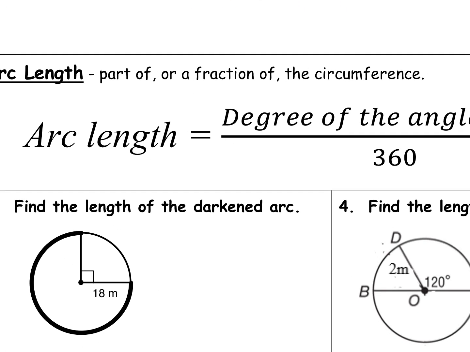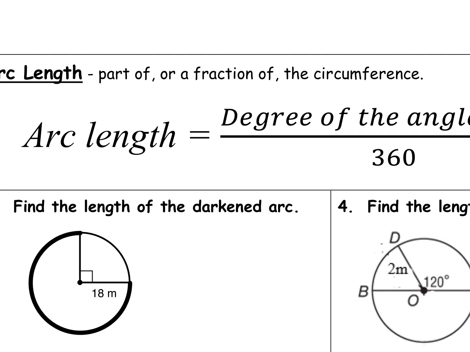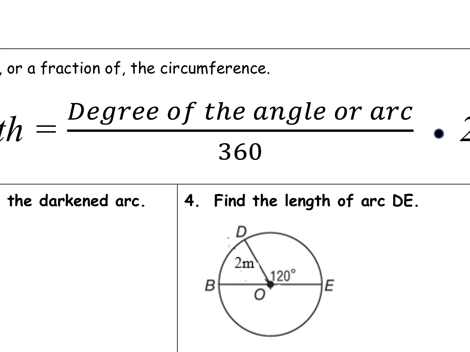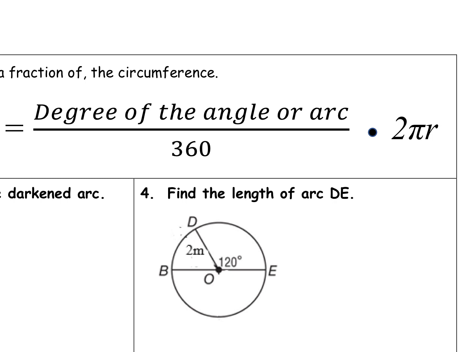Okay, the last two formulas we have to talk about are arc length and area of a sector. So arc length is just a part, or a fraction, of the circumference. So notice the formula, it's going to be the degree of the angle or the arc divided by 360 times that circumference that we just practiced.